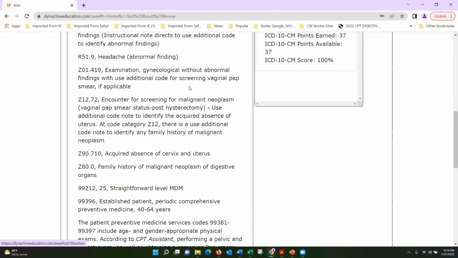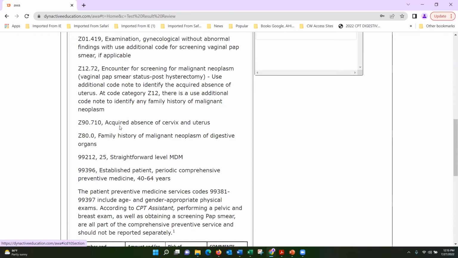Now, if we look at this code, Z12.72, we have an instructional note that tells us to use additional code to identify the acquired absence of uterus. Also, we have an instructional note to code to identify any family history of malignant neoplasm. So we've got to pick up the fact that her cervix and uterus have been removed. We saw that in the exam. And her mother had colon cancer. He identified that, so we've got to pick this up because we have an instructional note here that tells us to identify these two if applicable, and they were.